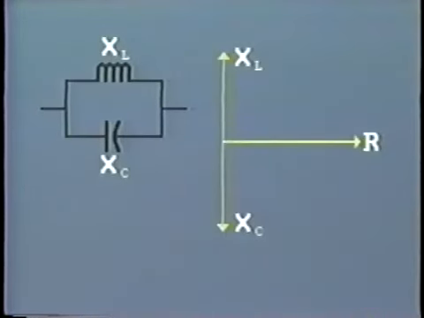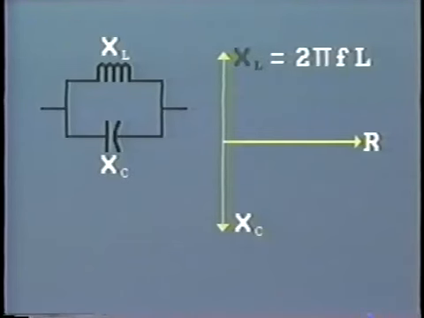This is because the two reactances are opposing. The phase angle of the inductive reactance is at plus 90 degrees, while the phase angle of the capacitive reactance is at minus 90 degrees, as shown here. Now remember, the value of reactance in both cases depends upon the frequency. Inductive reactance XL equals 2 pi times frequency times the inductance. So as frequency goes up, so does the reactance.